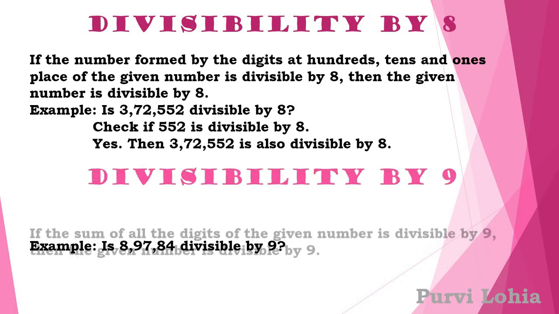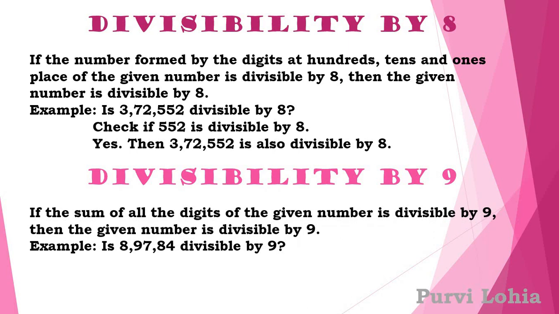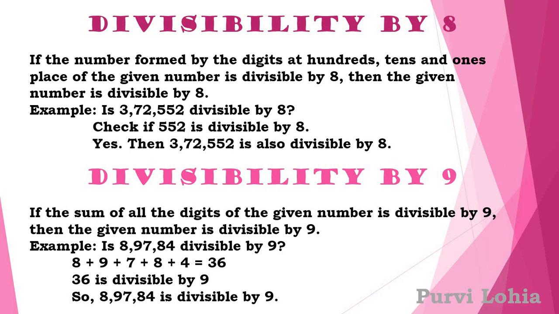Divisibility by 9. If the sum of all the digits of the given number is divisible by 9, then the given number is divisible by 9. The same rule as the divisibility of 3. Okay, so is 8,97,084 divisible by 9? So add all the digits of this number. Okay, you got it to be 36. 36 is divisible by 9. So 8,97,084 is also divisible by 9. Understood?